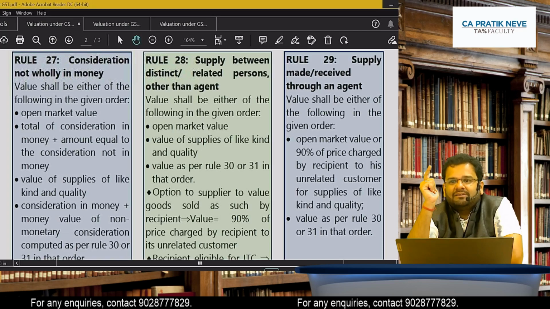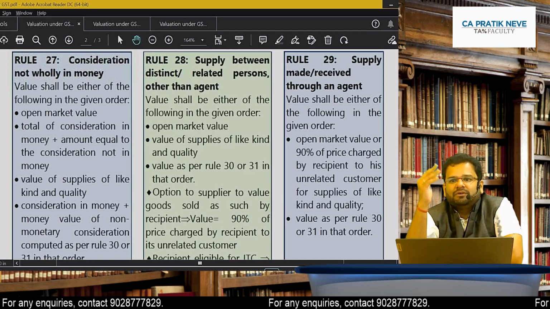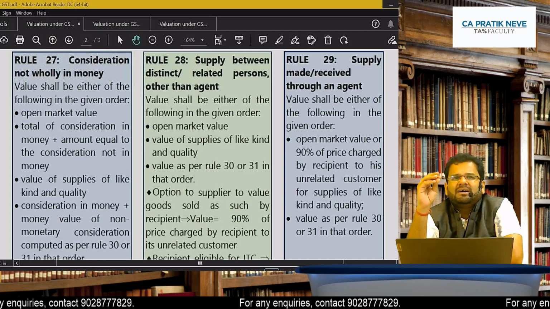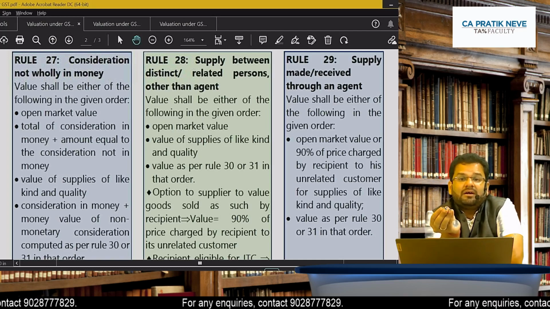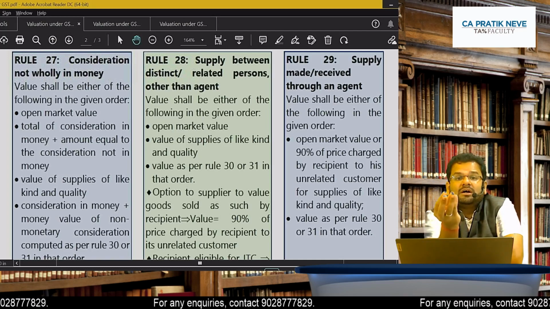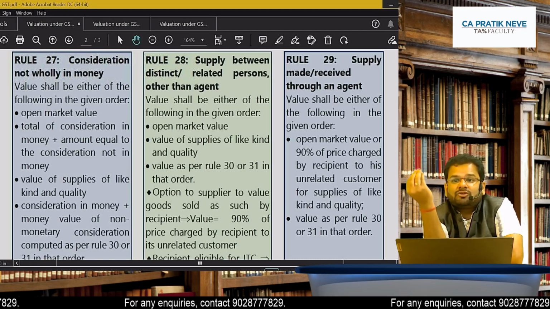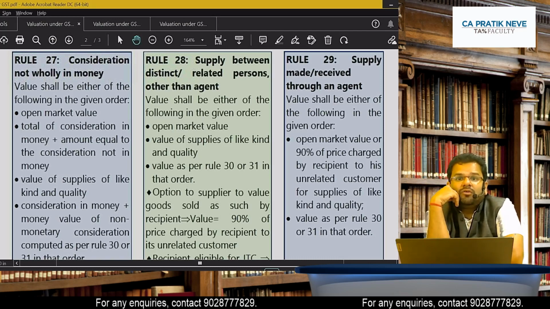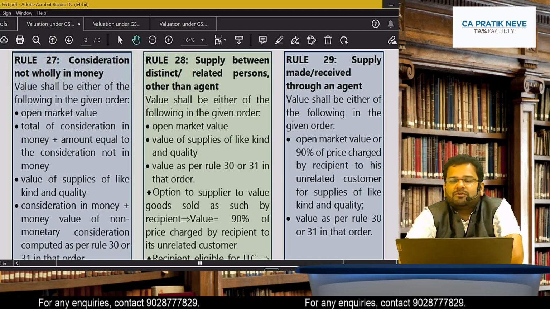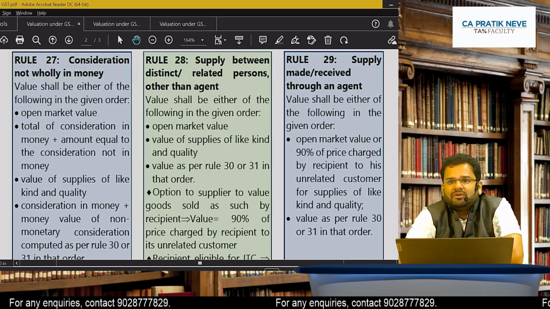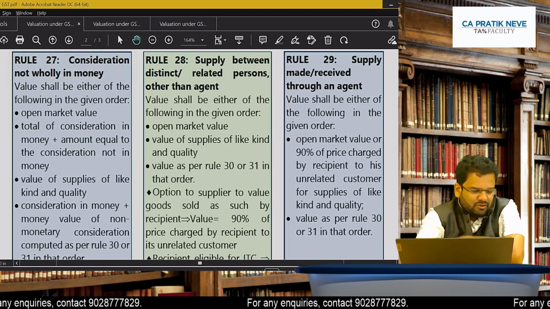Now what do we do, you know? We'll go in a reverse way. Reverse way means, out of these 9 rules, how many of them do we actually have to study, and how many of them actually will add value to our knowledge? Only that much we have to check. So 9 are there, correct? 27 to 35.